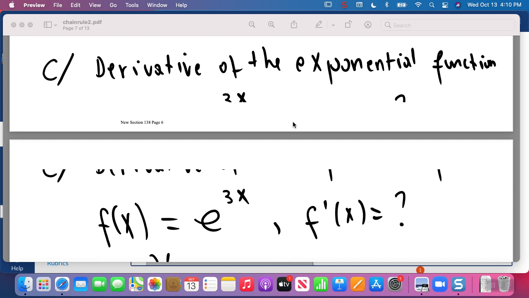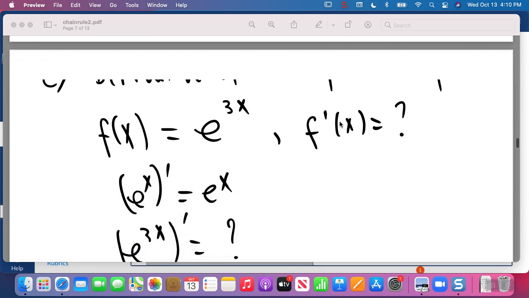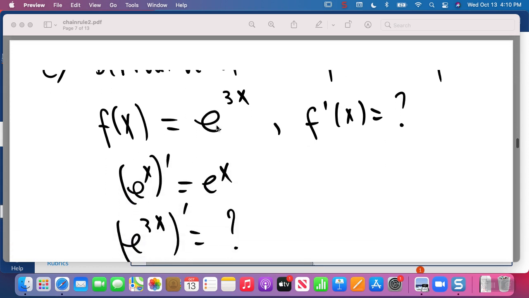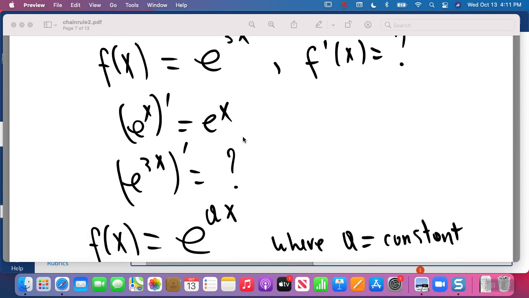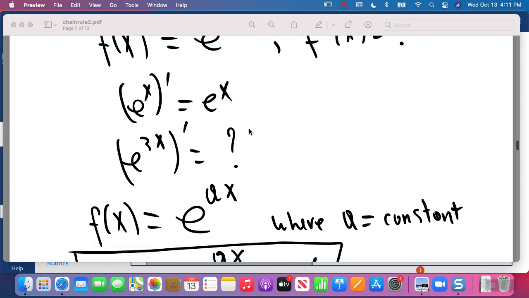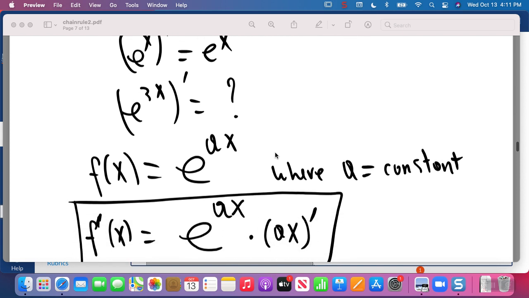Hello, we want to discuss the derivatives of the exponential functions. Now, f of x equals e to the 3x is an exponential function. What is its derivative? So let's just go back to the one we know from calculus. The derivative of e to the x is e to the x. Now, what about the derivative of e to the 3x? So it's a question mark.